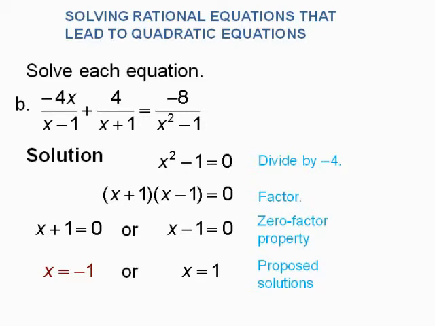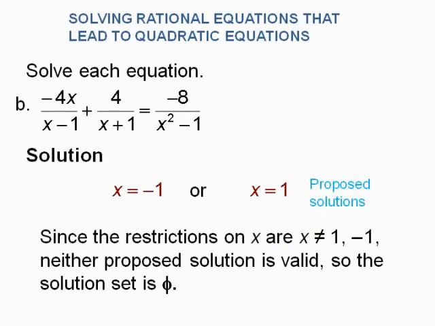Setting each one equal to 0, we get two proposed answers. Can either one happen? We got negative 1 or 1. Great Scott, my spider sense is really tingling. So on this one, neither of the two answers is valid because they would both cause division by 0. So again, all of that work for nothing. The answer is no solution.